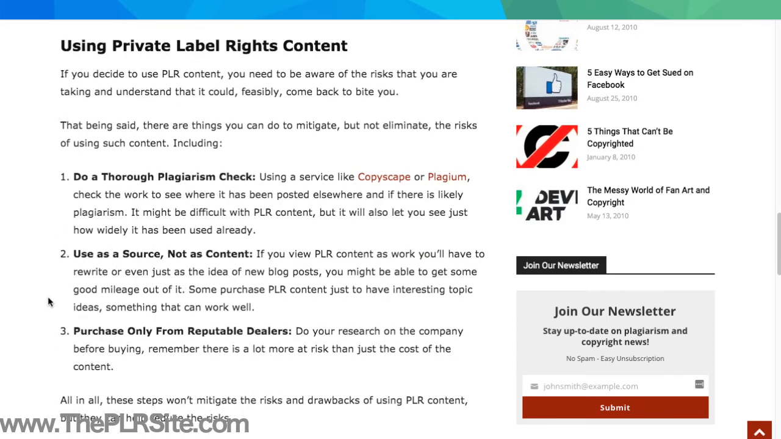Using PLR, or private label rights, content. If you decide to use PLR content, you need to be aware of the risks that you are taking and understand that it could feasibly come back to bite you. That being said, there are things you can do to mitigate but not eliminate the risks of using such content. One, do a thorough plagiarism check. Using a service like Copyscape or Plagium, check the work to see where it has been posted elsewhere and if there's likely plagiarism. It might be difficult with PLR content, but it will also let you see just how widely it has been used already.